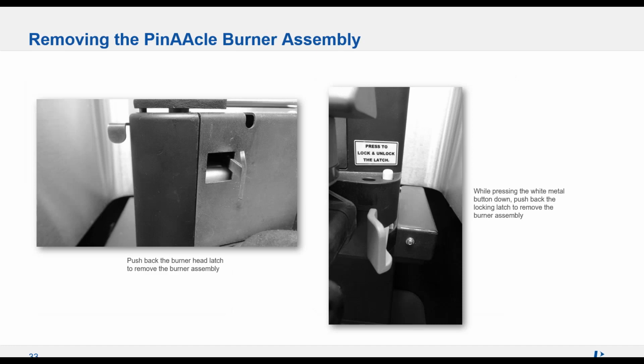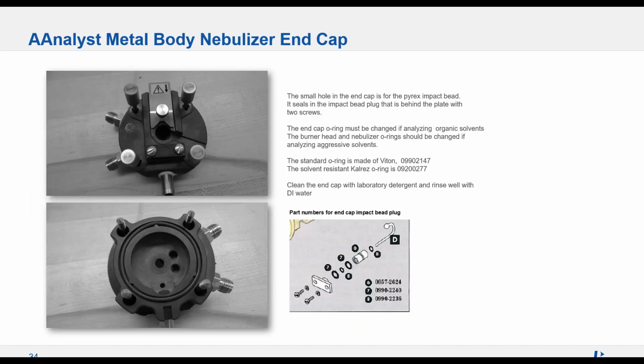Now on the PinAcle burner assembly, you push back the latch to remove the burner head, and to remove the whole burner assembly, you push down the white button while you're pushing the locking latch back, and that removes the whole burner assembly. And then again, you would clean it like you would the other burner assemblies.